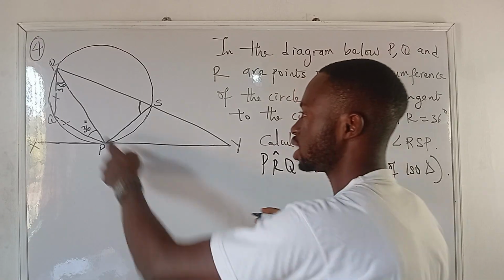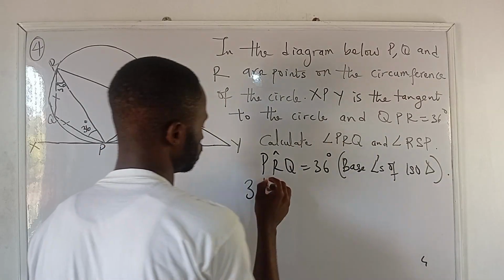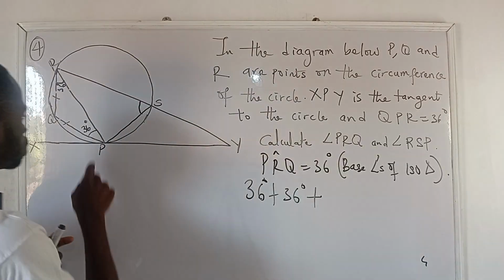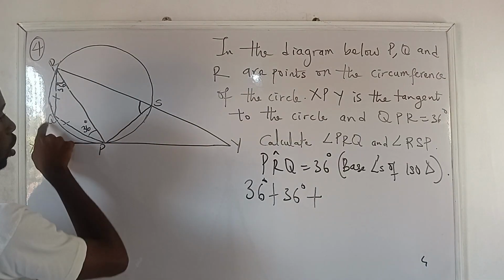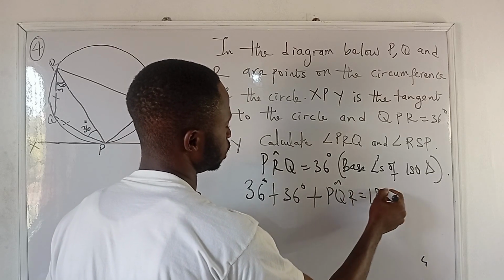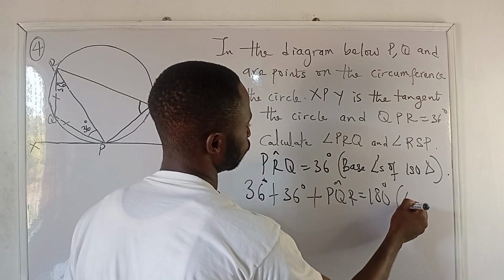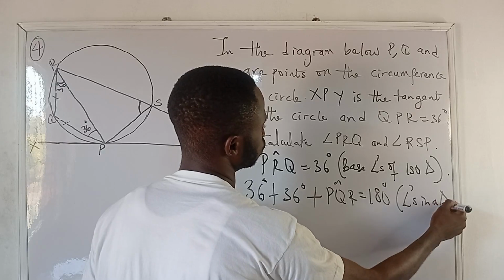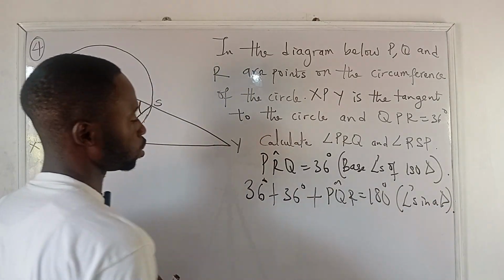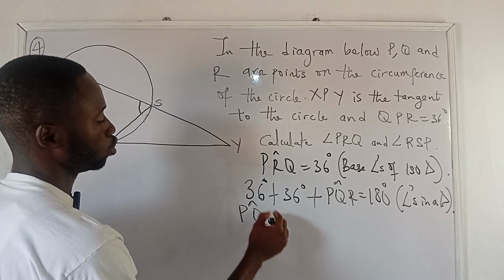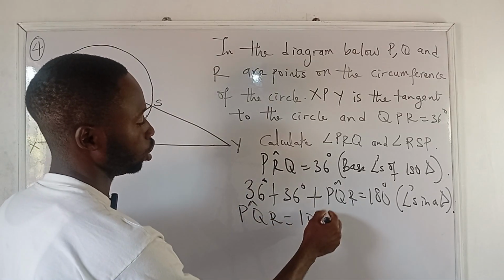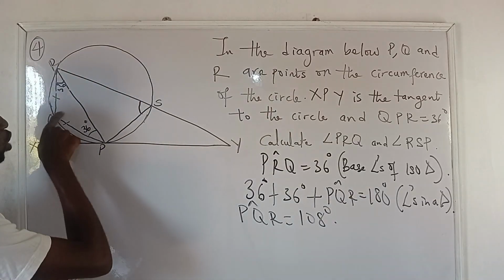So what I will do is I can say 36 degrees plus 36 degrees plus PQR equals 180 degrees. I can say sum of angles in a triangle. Angles in a triangle give us 180 degrees. Then this will give us 72. Take 72 to the other side. We have PQR will give us 180 minus 72, and that will give us 108 degrees. So we know that here is 108.